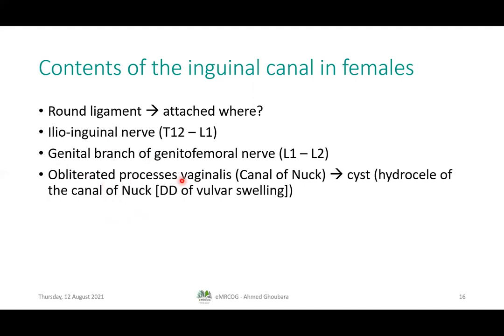Okay, so this processus vaginalis, this part of the peritoneum that passed through the inguinal canal, is called the canal of Nuck. Once it is filled with fluid, it will become hydrocele of the canal of Nuck. Simple. Might lead to vulvar swelling, vaginal swelling, femoral swelling, something like that, because it passes along with the round ligament of the uterus. Okay. Clear, guys? So don't forget about that. So we have a ligament, a process, and two nerves.